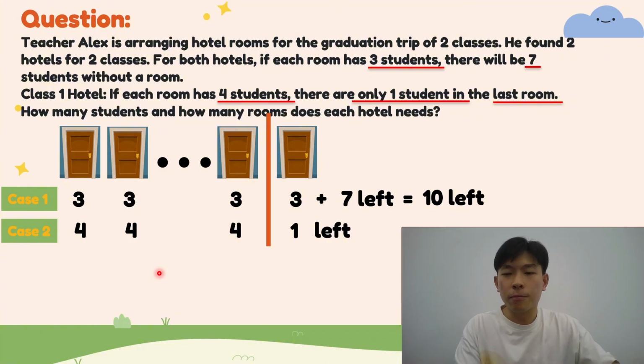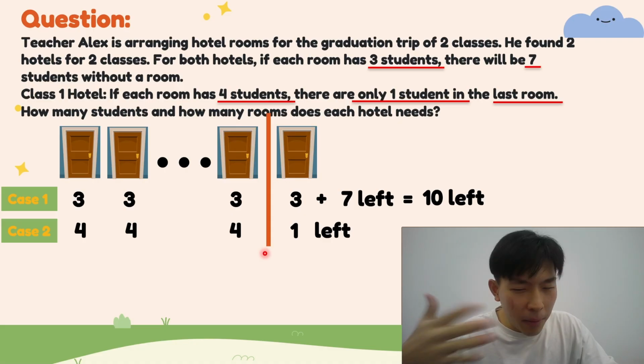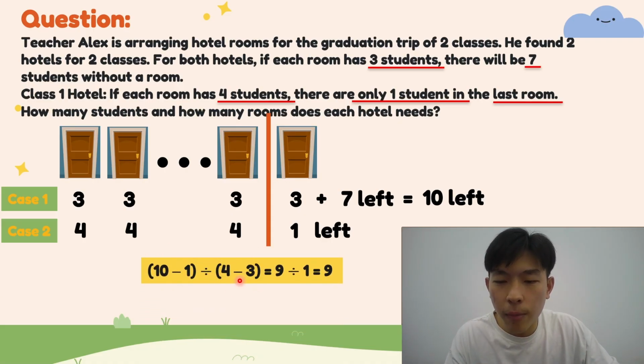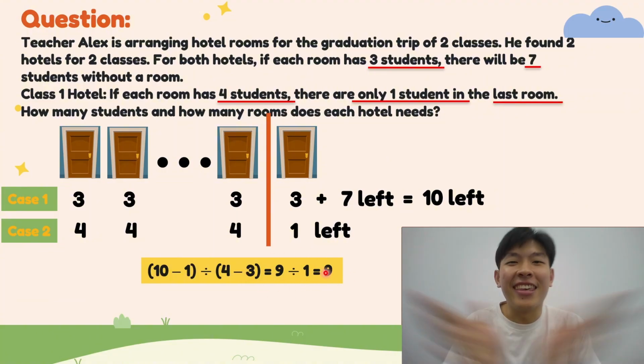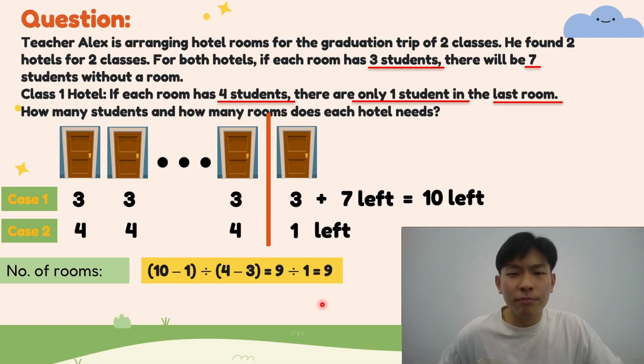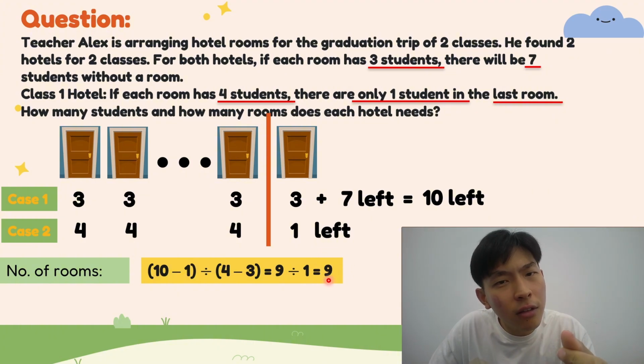And here, what is the change in single? 1. How do you get 1? 4 minus 3. Very good. So we have 10 minus 1 divided by 4 minus 3. So 9. So what is 9? Rooms or students? Yes, it's the number of rooms. Perfect. Still remember. Now, the question is, is this 9 the only number of rooms that we have?